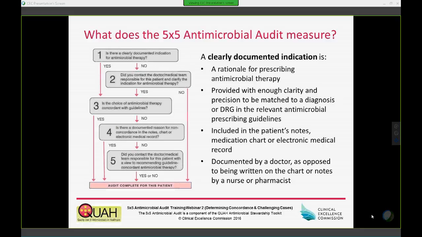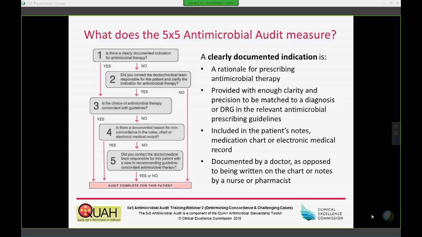When we say a documented indication, that means that the indication is included in the patient's notes, on their medication chart or in the electronic medical record, and there might be a few spots in your hospital where you record that. And it needs to be documented by the prescriber, so that's usually a doctor, as opposed to being written on the chart or in the notes by a nurse or pharmacist that may have figured out what it's for. The intention of this question is to see whether the person who's prescribing or initiating therapy has actually documented the reason.